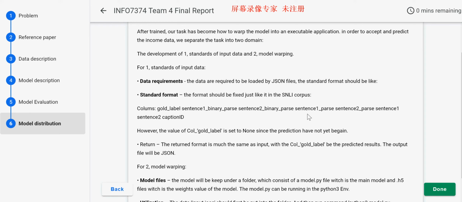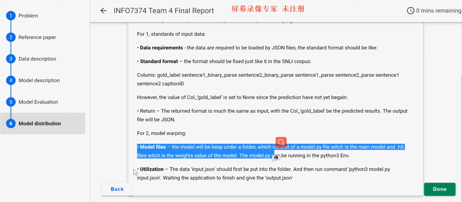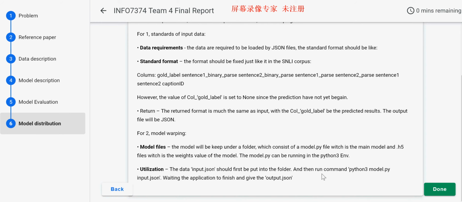we should keep the data requirements fulfilling the standard format. So this is the format: the columns gold label and sentences, converted to categorical. The value of the gold label column is set to none since the prediction has not yet begun. And the returned format is much the same as the input, with three parts: entailment, contradiction, and neutral. For the model files and usage, the input JSON should first be put into the folder, and then run the command, python our model, and output the JSON, and wait for the application to finish and give the output.